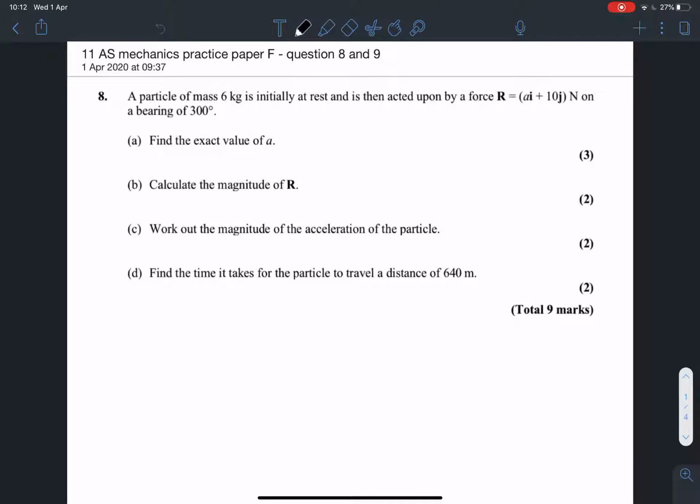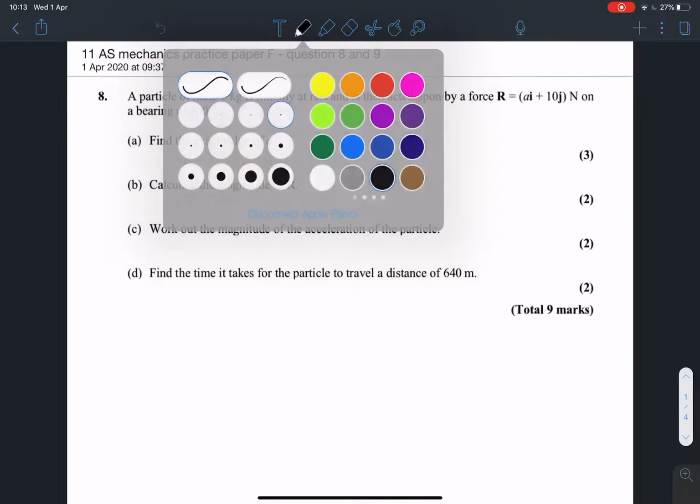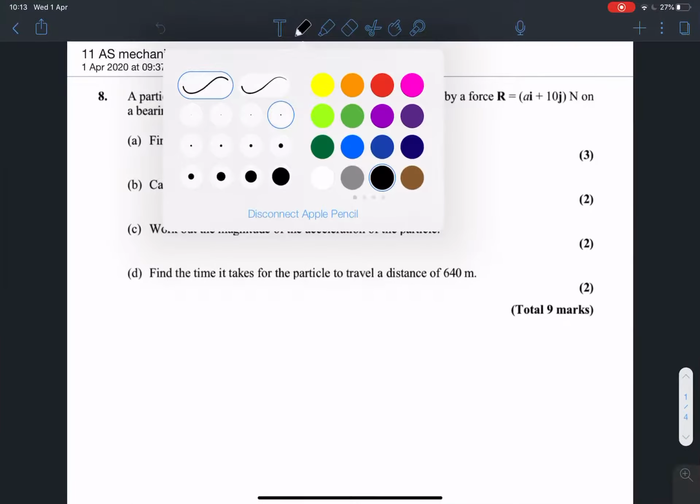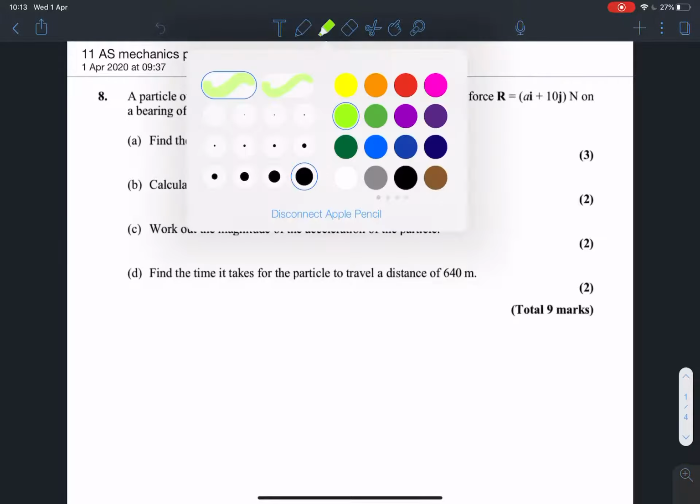So here are questions 8 and 9 from the mechanics practice test, and we'll work through these as well, so you've got a complete set of notes on this if you want them. So let's get started. Let's pick out the key things from the questions as usual.